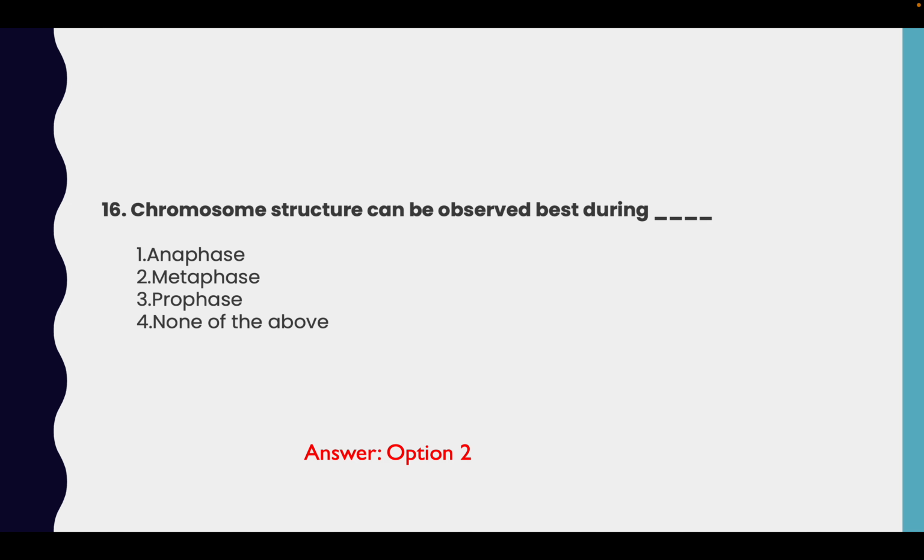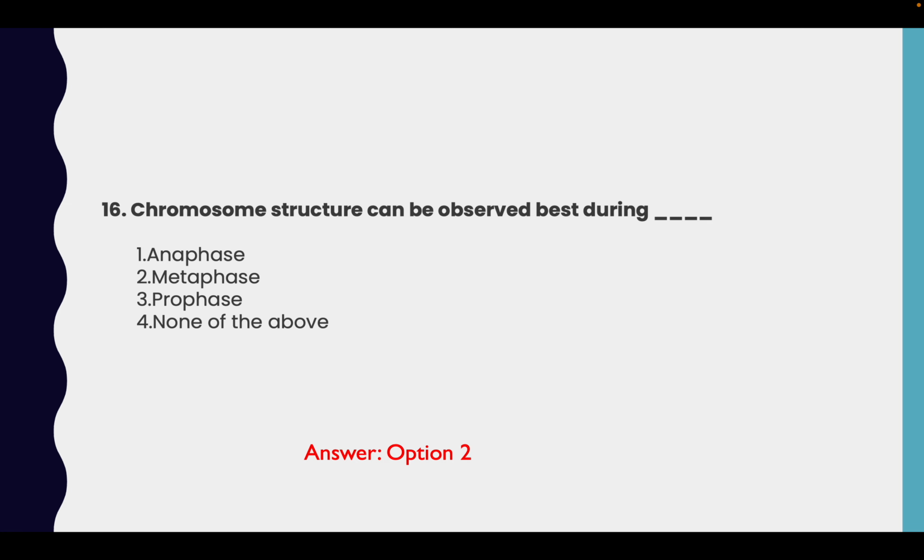Why? In prophase, what happens? Chromosomes are not clearly visible, right? Sister chromatids are intertwined with each other, and chromosomes overlap and appear like a ball of wool. Thus, ends of chromosome are not clear there.